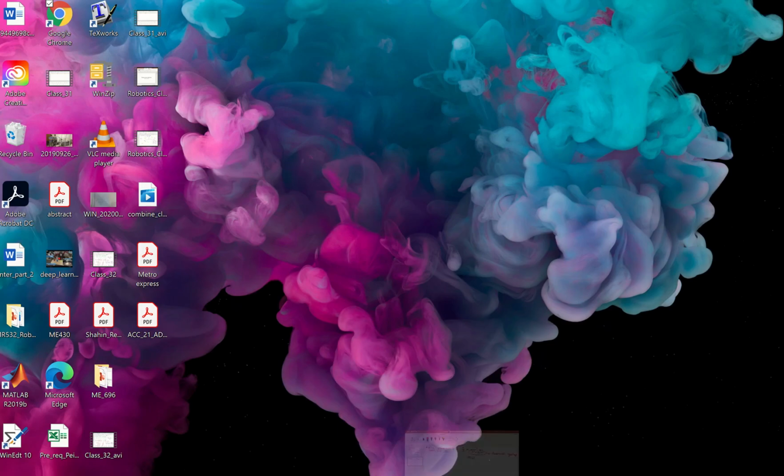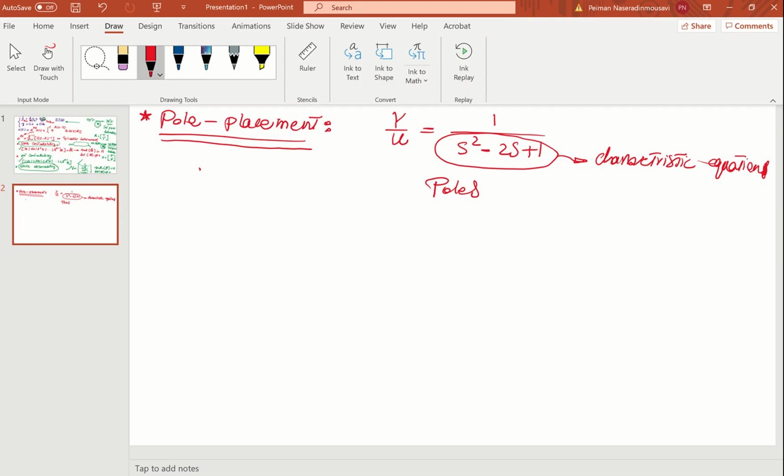So here, we are not blind. If you say s square minus 2s plus 1 is 0, from kindergarten level mathematics, you know this from algebra. That's right. So you have two poles, P1 and P2, two repeated poles. They are plus 1 and plus 1.